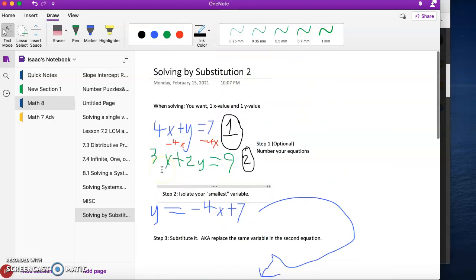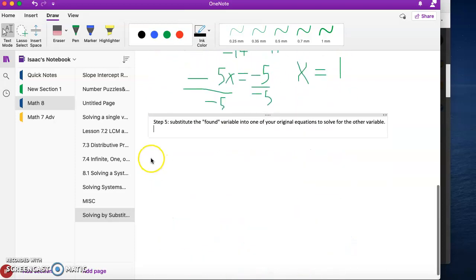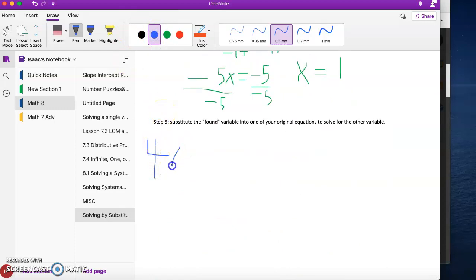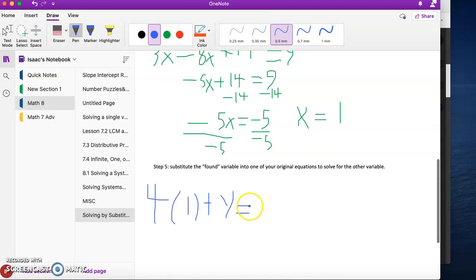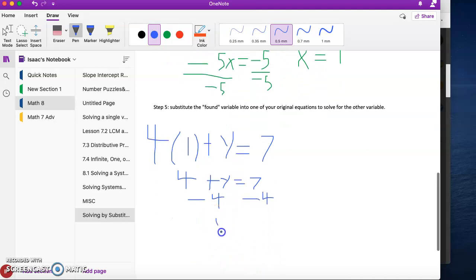So that will give me 4 times 1 plus y equals, let's see, what would that equal? 7. So 4 times 1 is just 4, plus y equals 7. And now subtract 4 from both sides.